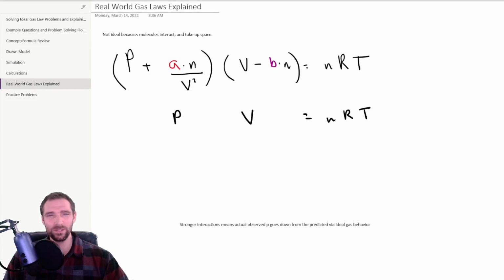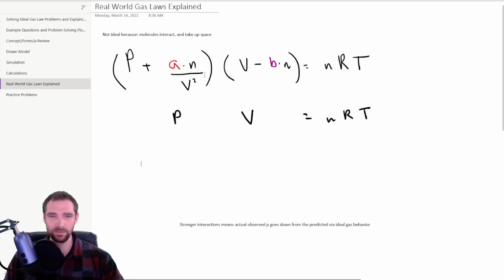Okay, so real world gases, they behave very close to ideal gas behavior, but it's slightly different. So there are 2 main things that you're correcting for. One is that molecules do interact with each other when they're gases. They're very weak interactions, but they do interact, and molecules actually take up some space. So you can see that this is basically the formula PV equals nRT, but it's slightly different.